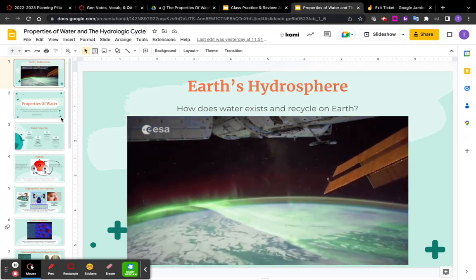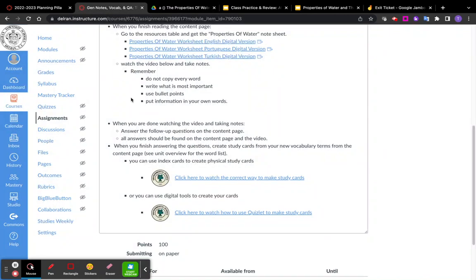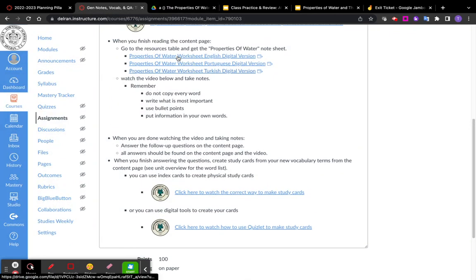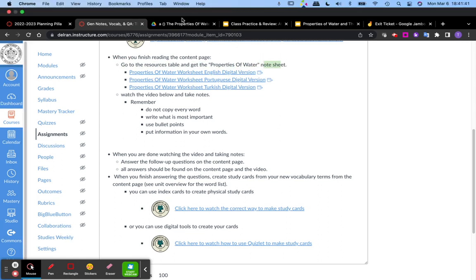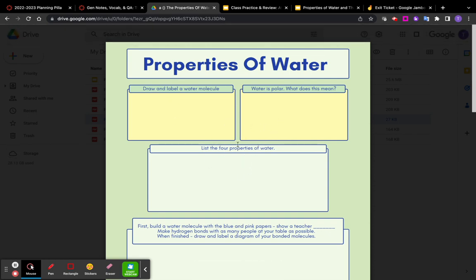This is the video lecture for the Properties of Water content page. Now for this video, I don't want you to take notes on separate loose leaf paper. I'd like you, as the directions say, to go to the resource table and get the Properties of Water note sheet. It looks like this. We're going to fill out this box, and this box. These top three boxes here.